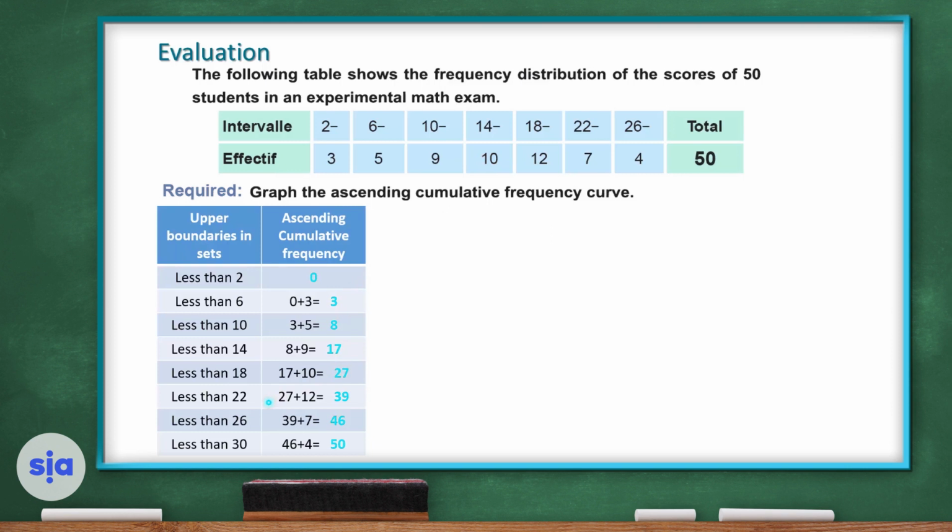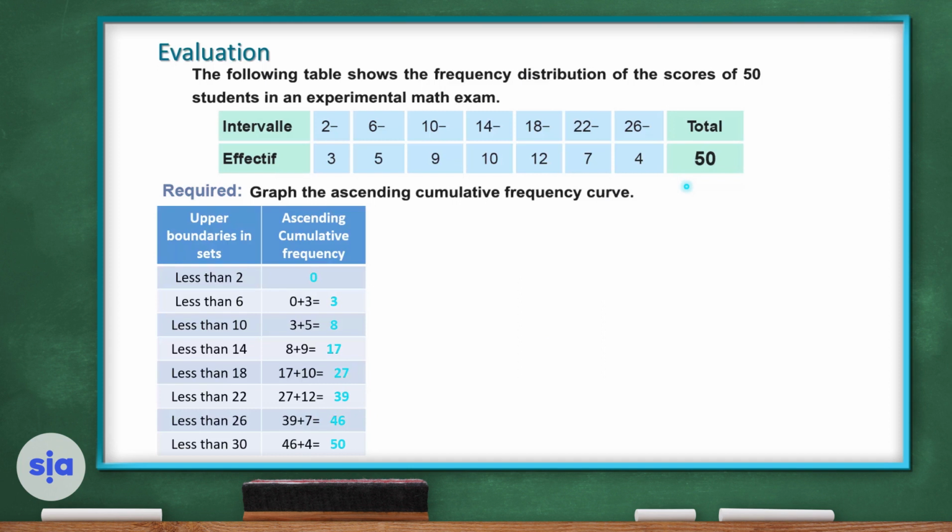We drop the 27 down. Plus the 12 equals 39. We drop the 39 down. Plus the 7 is 46. We drop the 46 down. Plus the 4 is 50. To check your answer, here is the 50 and the total is also 50. Let's now go and represent this on a graph.